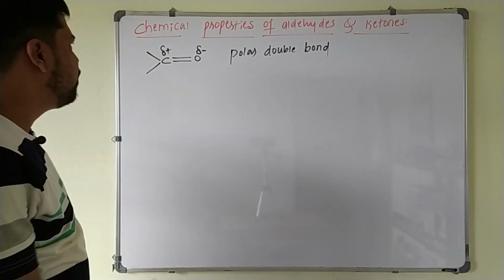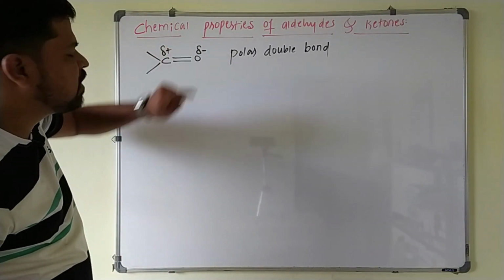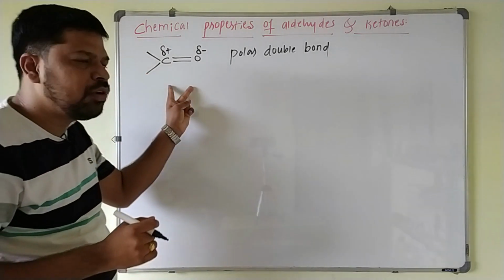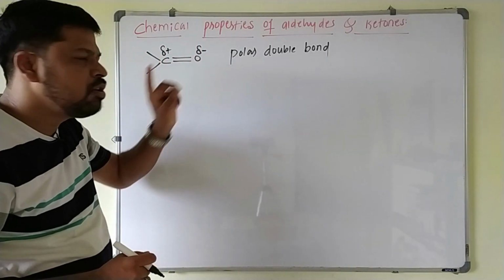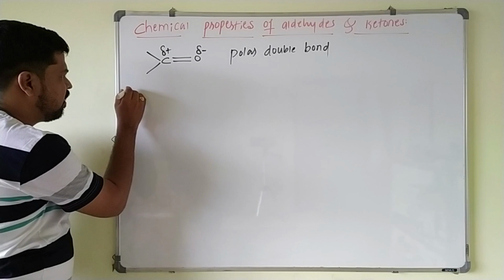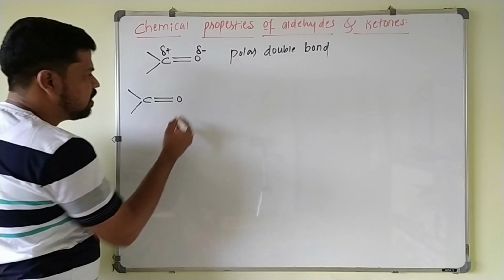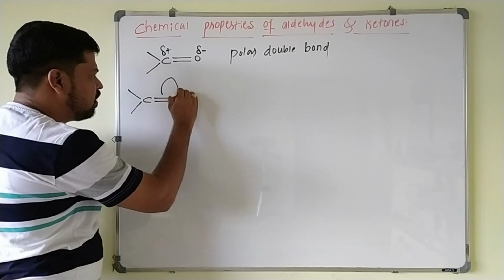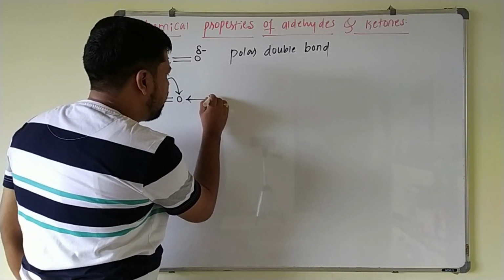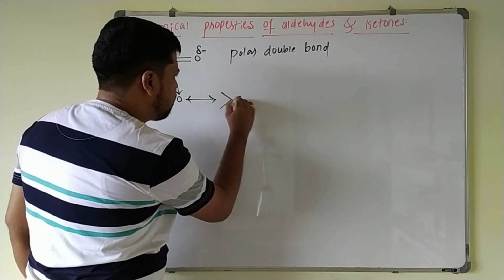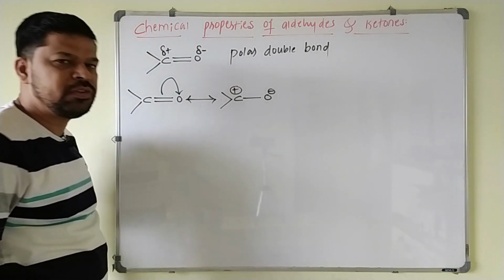Due to the higher electronegativity of the oxygen atom, the pi electrons in the carbonyl group are always transferred towards the oxygen. So this carbonyl group can be equivalently written as carbon single bond oxygen, with a negative charge on the oxygen and a positive charge on the carbon.